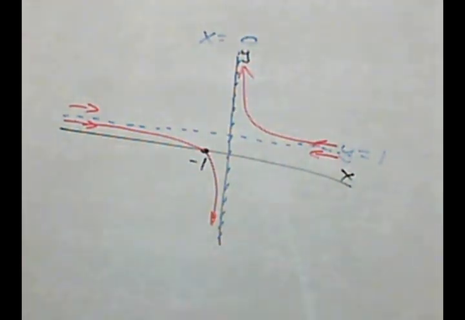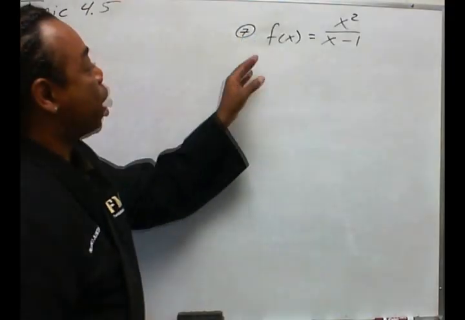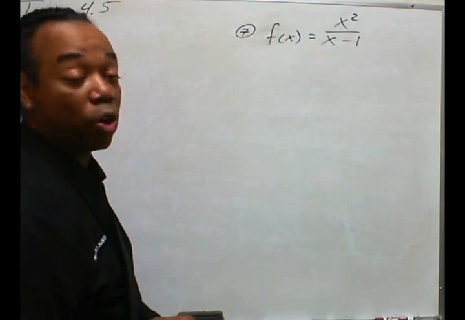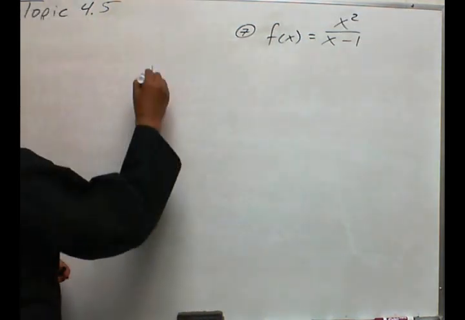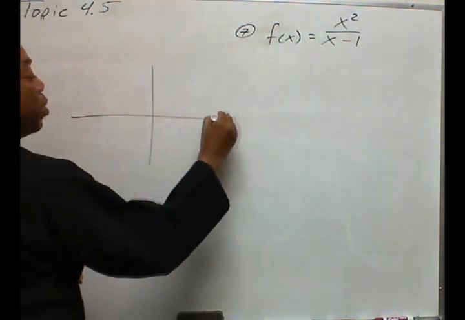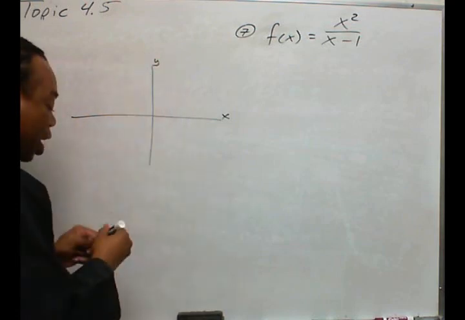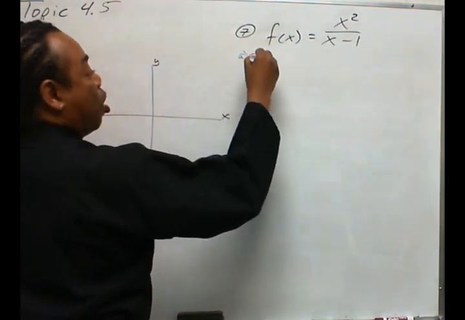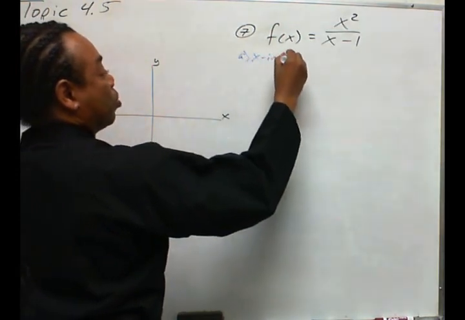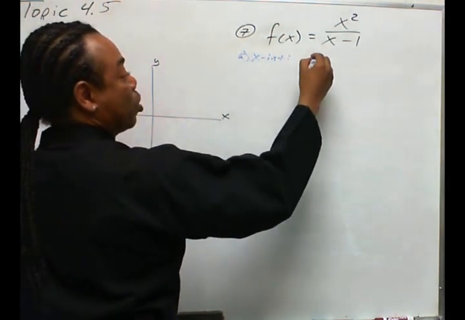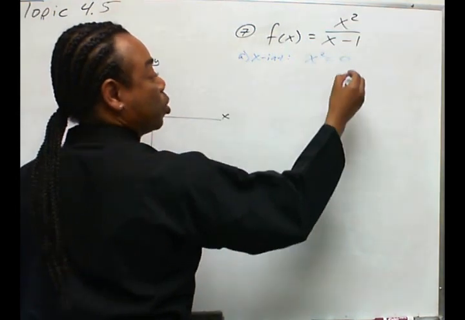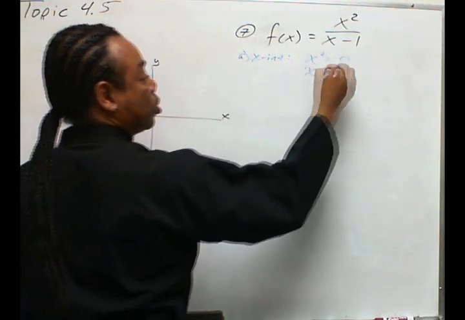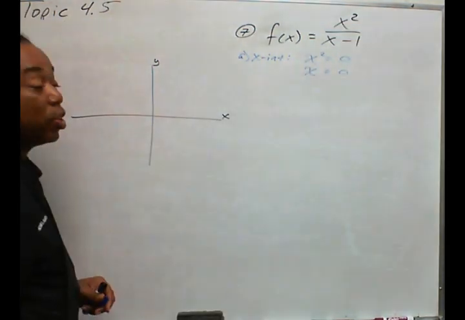And that's our graph. Next, we're going to be graphing f of x equals x squared all over x minus 1. We'll put the graph here. And the first thing we'll look for are the x-intercepts. We find the x-intercepts by setting the numerator equal to 0 and solving for x. And here we have x equals 0.